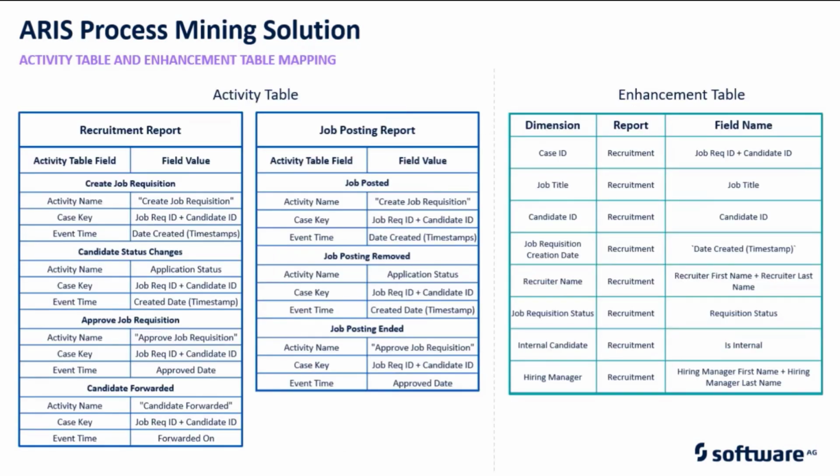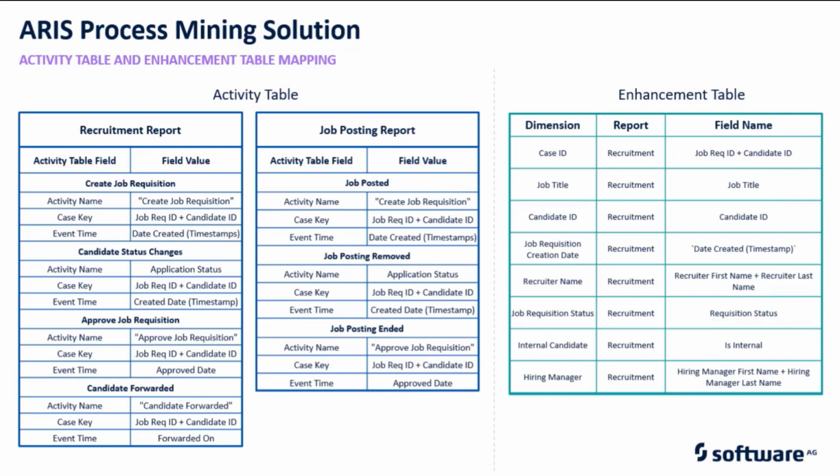Now, as you can see, these are the activity and enhancement table mappings that we have done. For process mining, we need the activity table. The activity table has three important fields: the case key, the activity name, and the event time. Using these three pieces of information, the process mining tool can discover a process based on the data that has been provided.